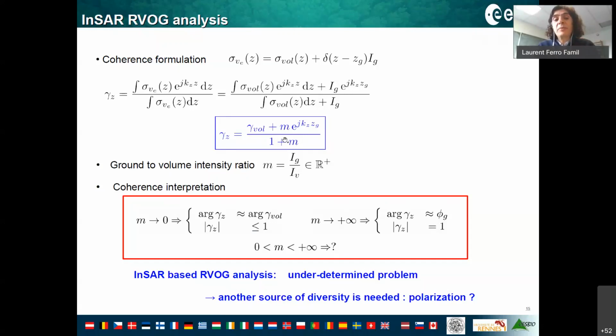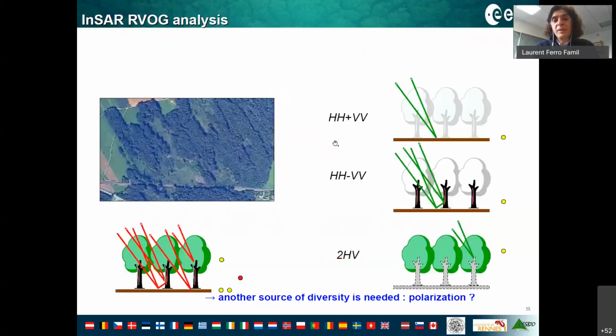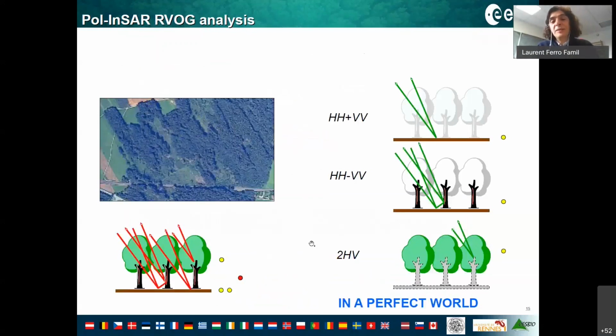Basically, you cannot solve this problem if you don't know the ratio of these two intensities. So this is why Shane Cloude and Konstantinos Papathanassiou, more than 20 years ago, decided to use polarization as another source of diversity in order to try to solve this problem. What they had in mind was, when you look at the environment, to try to find the polarization which brings the phase center closer to the ground. Why? Because we know that the ground and volume do not have the same response. This is what we saw with the hypothesis.